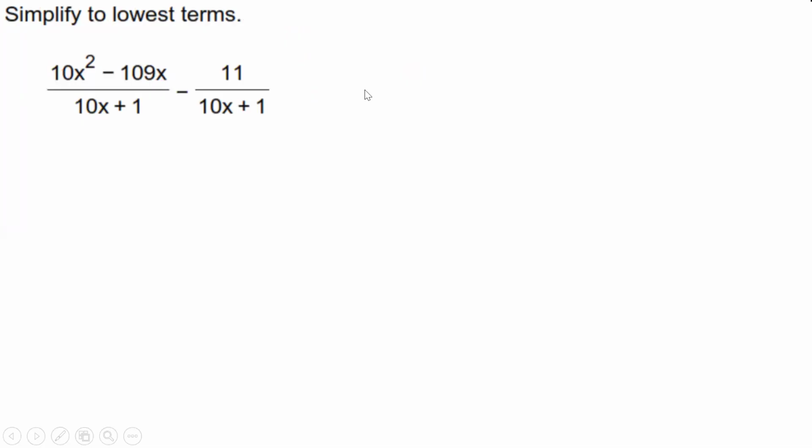All right, what about this one? Okay, well, now this one we're subtracting. So again, I'm going to say, make sure we have a common denominator. Then we go with the decreasing powers of x. So let's start with 10x squared. Then we have minus 109x. And then it's just minus 11. And then that's all over 10x plus 1.